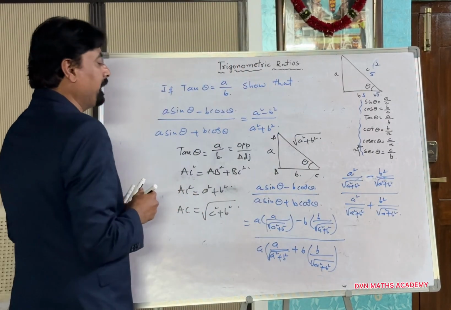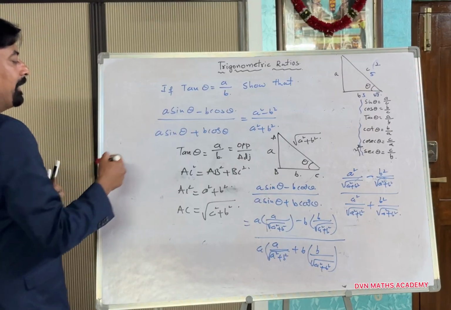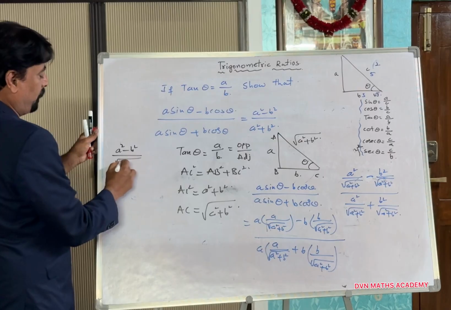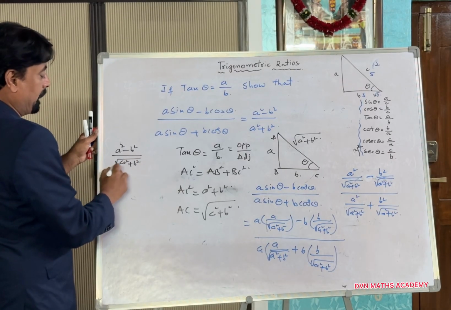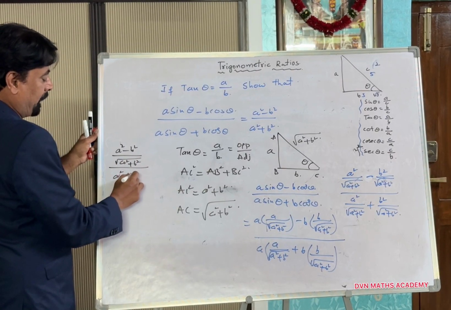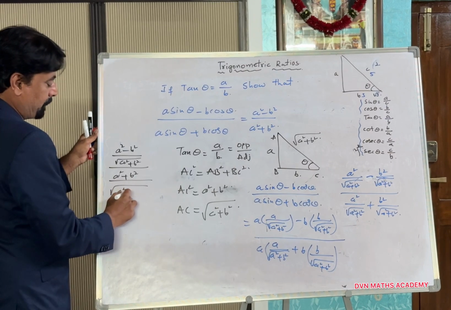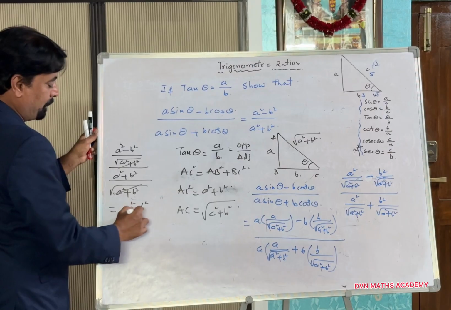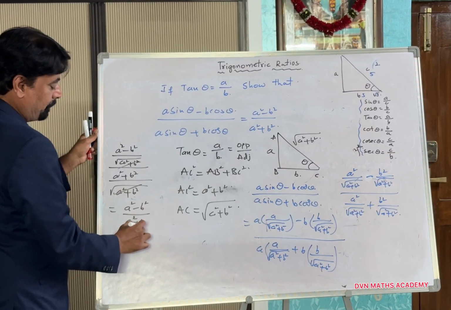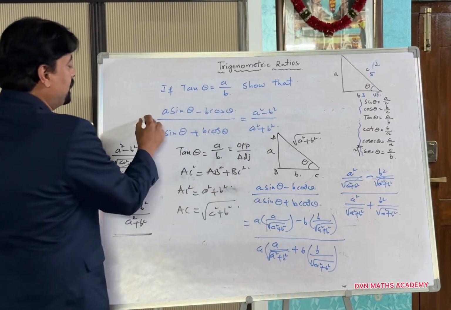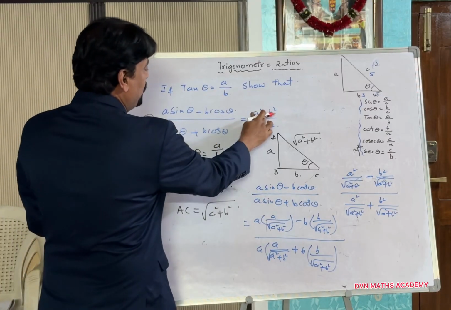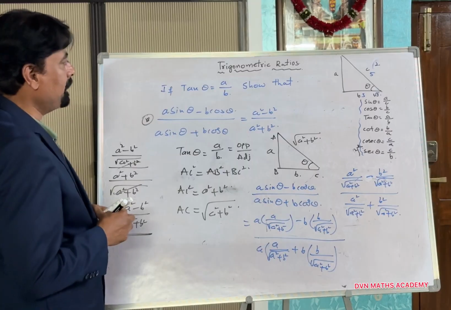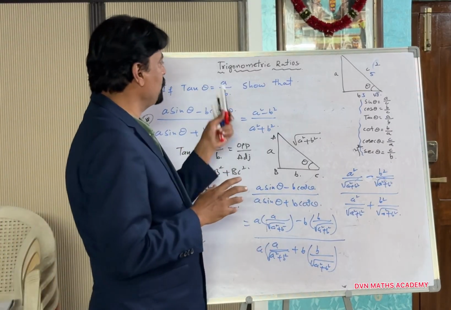So if you go for the LCM, it is easy. First the numerator will become (a square minus b square) by under root of a square plus b square, and the denominator is (a square plus b square) by under root of a square plus b square. These two will be cancelled. Then the answer is (a square minus b square) by (a square plus b square). So this is what is required to prove. These are the types of questions you will find in trigonometric ratios.